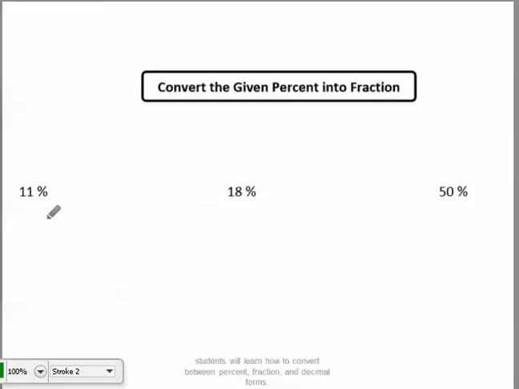For example, if I wanted to convert this percent into a fraction, I would write this as 11 over 100. And I'm done. There's nothing more to it. This one I want to write as 18 over 100. Well, I'm done, except that they're both even, so I'm going to divide both numbers by 2, right? And I will get 9 over 50.